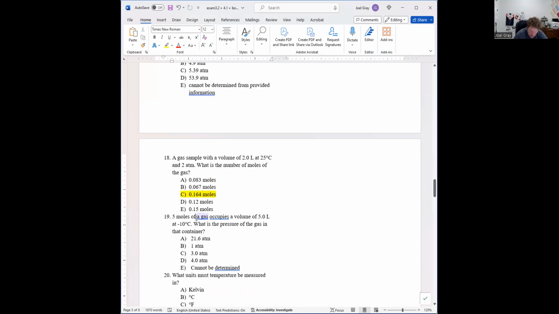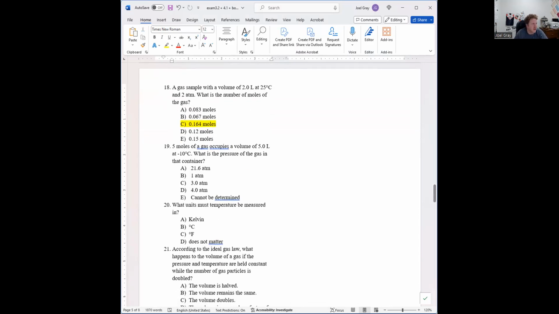So 18 is C. Number 19, 5 moles of a gas occupies a volume of 5 liters at negative 10 degrees Celsius. What is the pressure of this gas in that container? Okay, so in this case, this is another ideal gas law equation. I don't have the pressure, I'm sorry, that's what I'm solving for. So I'm going to take my equation, PV equals nRT, and rearrange it so that I basically am just saying nRT divided by my volume. Do I have my n? Yeah, it's 5. So 5 times 0.08206 times 263.15 divided by 5. And I get 21.6 atmospheres.